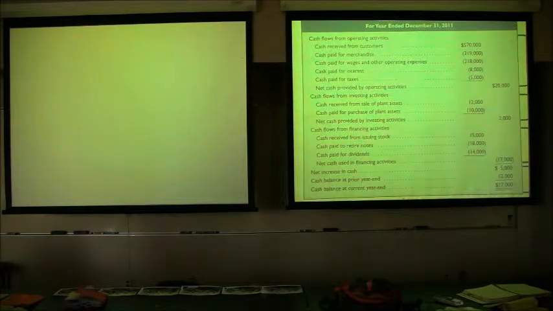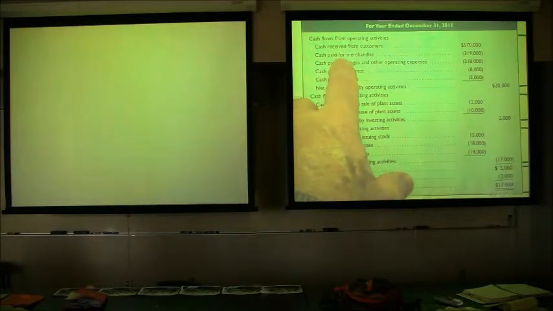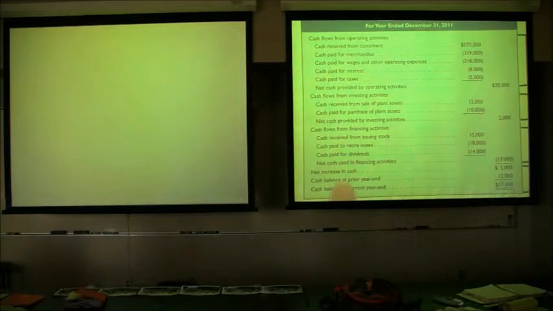Financing activities, now this is when you sell stock or reacquire treasury stock. This is where you borrow money or pay off debt. Now the principal will show up down here as a financing activity. Interest, which is on the income statement, shows up as an operating activity.